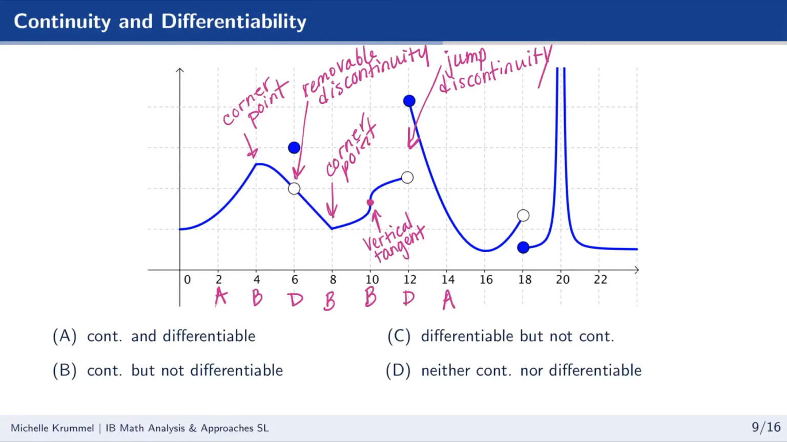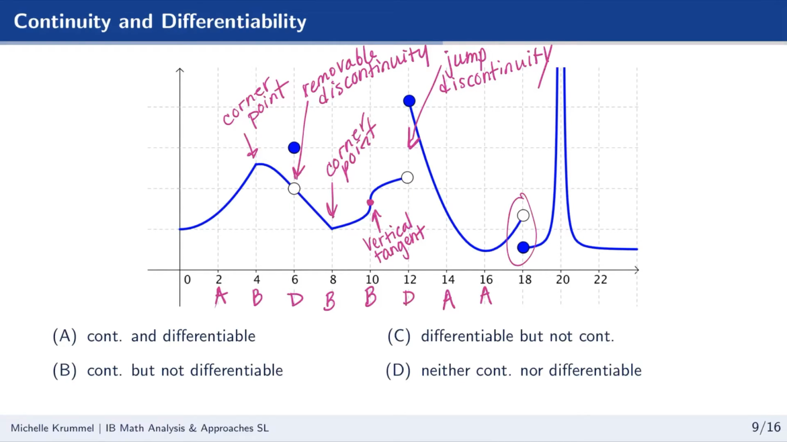X equals 16. Again, nothing alarming happening there, no discontinuity. There's no corner point, no cusp, no vertical tangent. What did I leave out? Or no discontinuity, yeah. So we're good to go. It's continuous and it's differentiable.